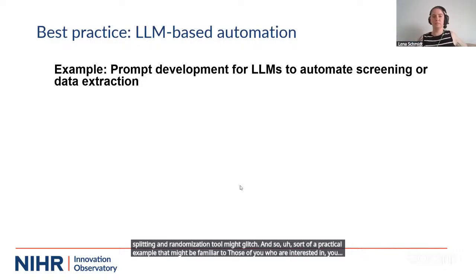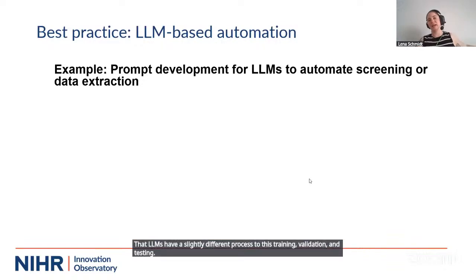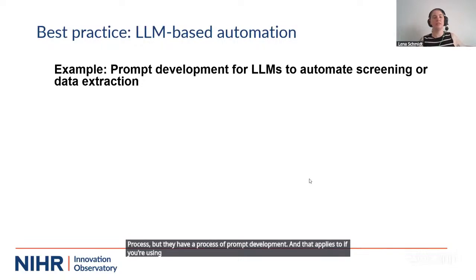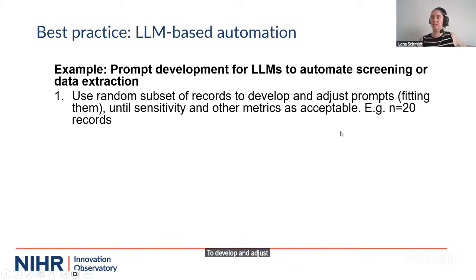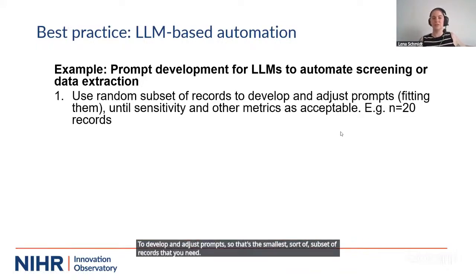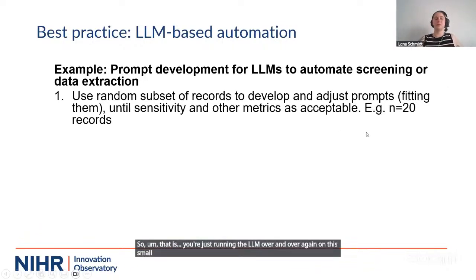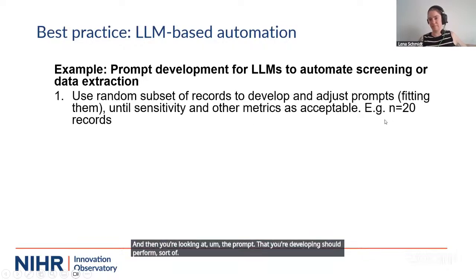A practical example that might be familiar to those of you who are interested in looking at automation through LLMs is that LLMs have a slightly different process to this training, validation, and testing process, but they have a process of prompt development. That applies if you're using the LLM for screening or for data extraction. First of all, you should always use a random subset of records to develop and adjust prompts. That's the smallest subset of records that you need. You're running the LLM over and over again on a small dataset of, say, 20 records, and the prompt that you're developing should perform perfectly on these small records.